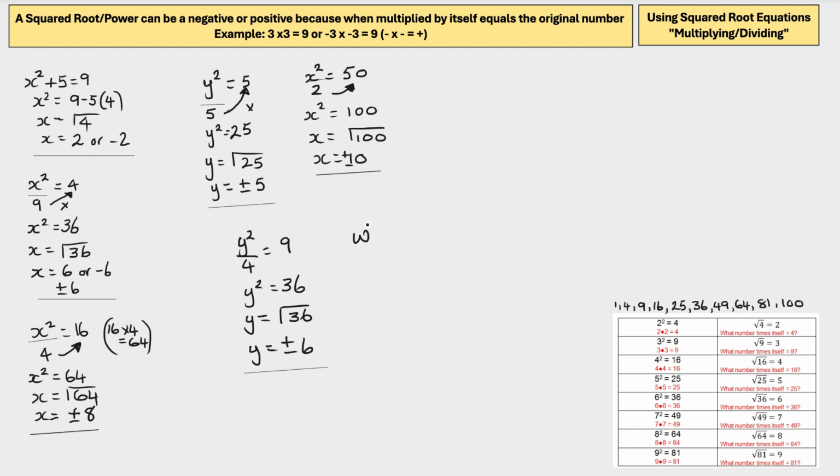Let's do w squared equals 7 all over 7. Multiply it out. w squared equals 49. Get rid of the square. The square root of 49 is 7 because we know that 7 times 7 is 49. 7 or minus 7, depending how you want to write it. Those are the two possible answers.